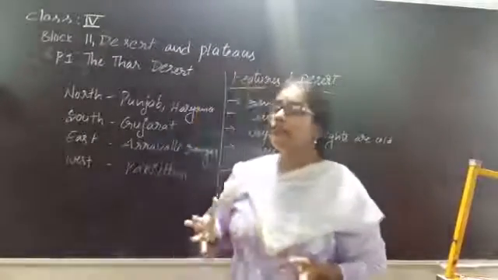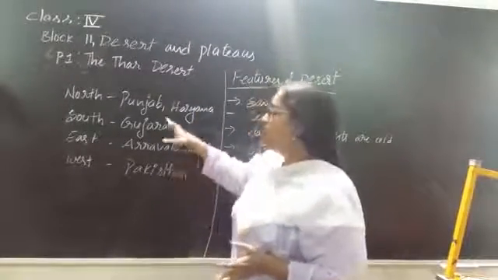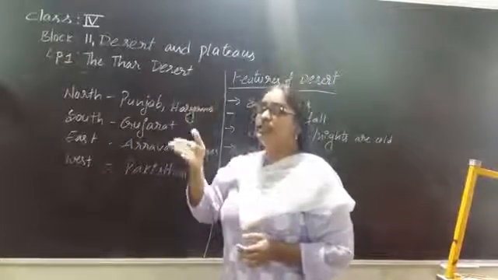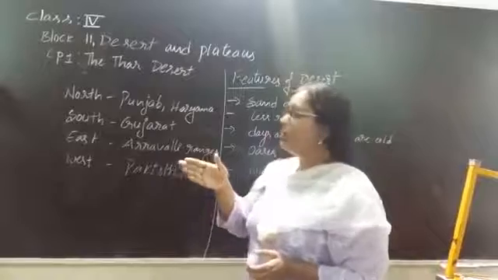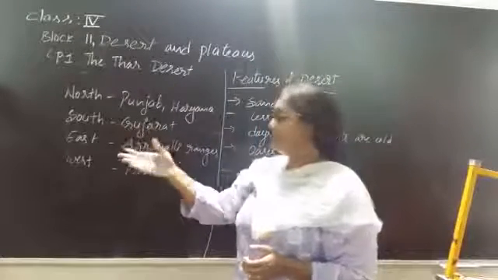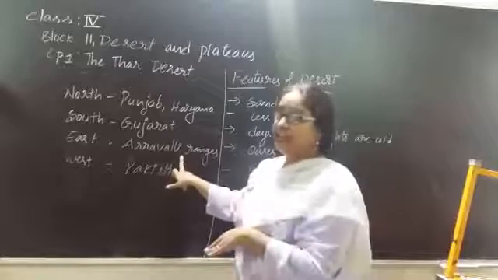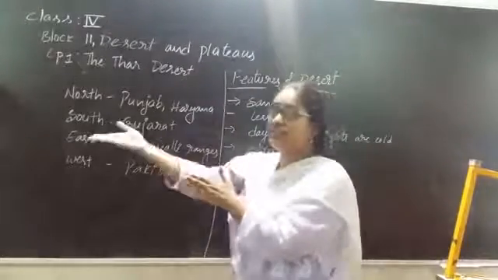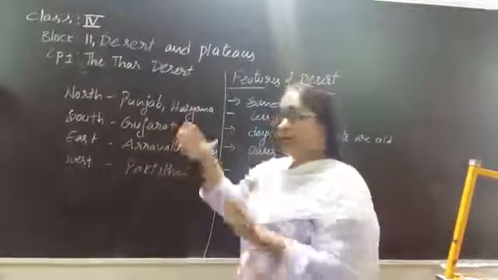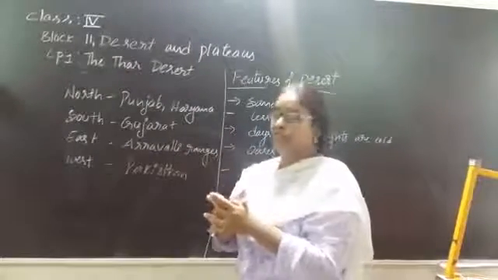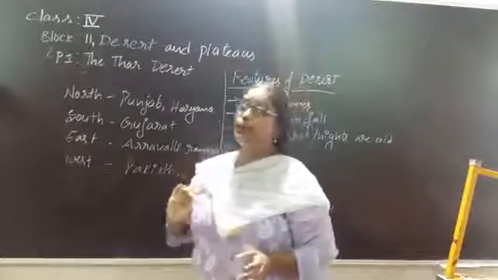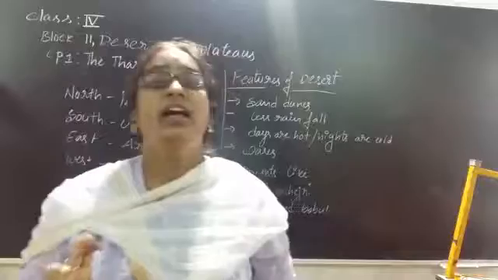If I say the boundaries of the Thar desert, on the north side we have Punjab and Haryana. If we move from the Thar desert downwards, that is the south side, we have Gujarat, and if we move to the east, we have the Aravalli ranges. Behind the Aravalli ranges, that means west side of the Aravalli ranges, is Rajasthan, and on the west side of Rajasthan we have Pakistan. To make you understand better, let me show you the map, so you can understand very well where Rajasthan is located.